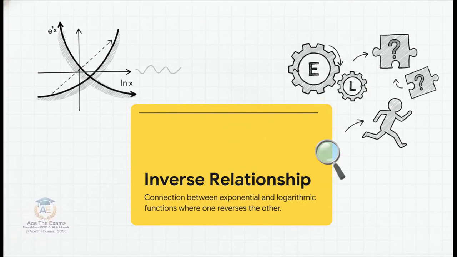This is the fundamental bedrock mathematical connection between the exponential function, that's e to the power of x, and the natural logarithmic function, ln x. You have to think of them as a mirror image. They are the mathematical equivalent of tying and untying a knot. One operation completely reverses the other.